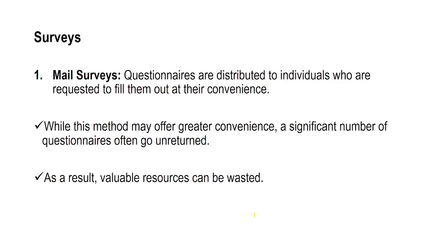Next topic is survey. A survey or mail survey involves distributing questionnaires to individuals. So questionnaires are distributed to individuals who are requested to fill them. While this method may offer greater convenience, a significant number of questionnaires go unreturned. So the important disadvantage of a survey is that a significant number of questionnaires often go unreturned. As a result, valuable resources can be wasted.